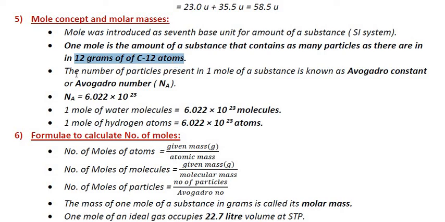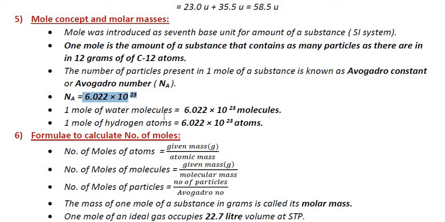Now what is this number then? The number of particles present in 1 mole of a substance is known as Avogadro constant, and it is represented by 6.022 into 10 to the power 23. So if I ask you to bring 1 mole of iron, you will bring these many, 6.022 into 10 to the power 23 atoms for me.